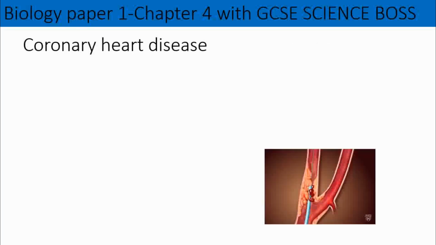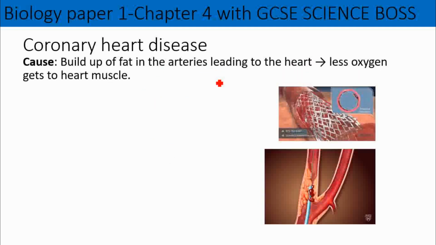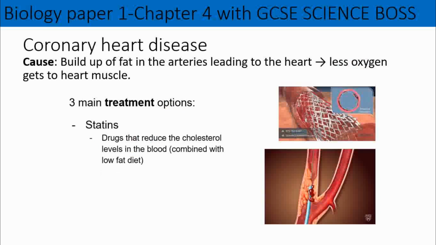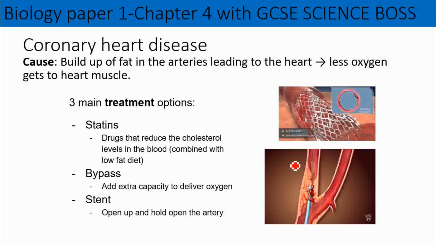Now, how do we treat these different things? Firstly, coronary heart disease, which we mentioned is a buildup of fat in the arteries, which means less oxygen gets to the heart muscle. Your options are as follows. Firstly, you could use statins, which are tablets that lower the cholesterol levels in the blood. You can also use a low fat diet. You could also do a coronary bypass, so you could add an extra capacity for delivering oxygen.